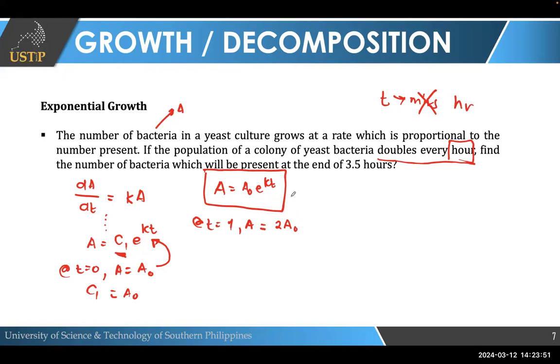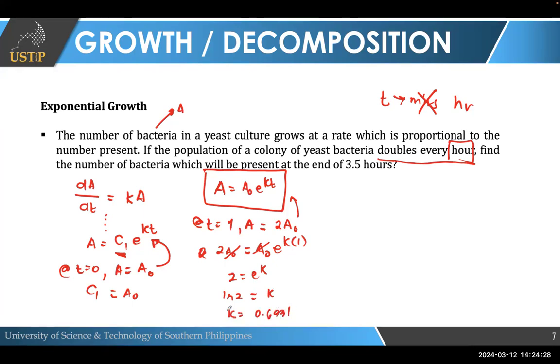So from here, substitute. 2A naught is equal to A naught e to the K, at T is equal to 1 hour. Again, it doubled, so it became 2A naught. So, we cancel the A naught. So, we have no problem. This is just one, class. So, 2 is equal to e to the K. And then, to bring down the K, take ln of both sides. We have ln2 is equal to K. So, ln2 is equal to 0.6931.